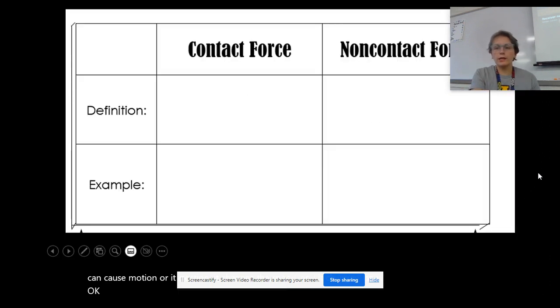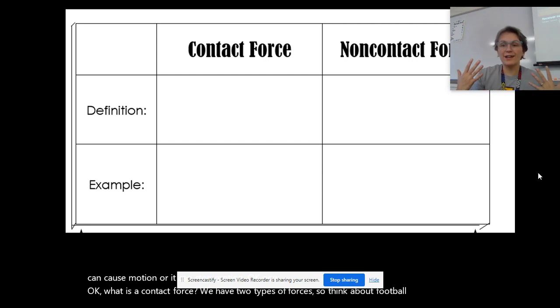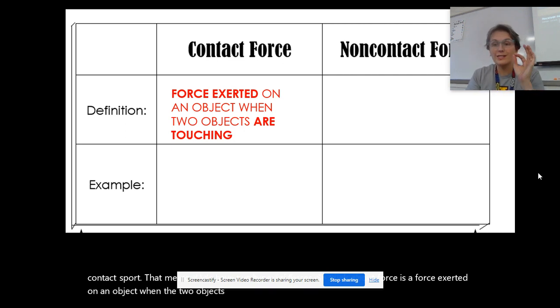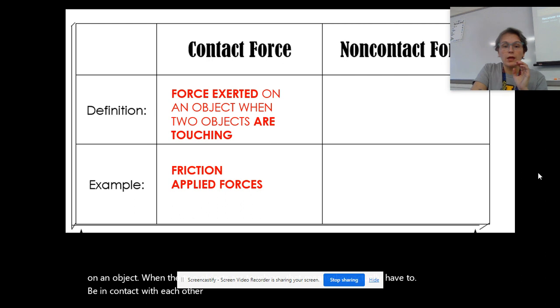Okay, what is a contact force? We have two types of forces. So think about football. Football is a contact sport. That means things are touching. So the definition of a contact force is a force exerted on an object when the two objects are touching. That means they actually have to be in contact with each other. Examples of this are friction and applied force.